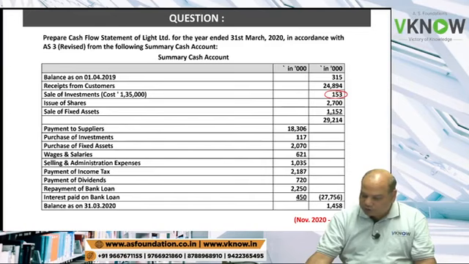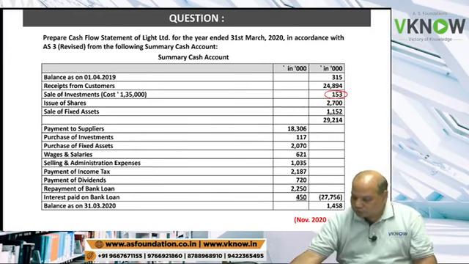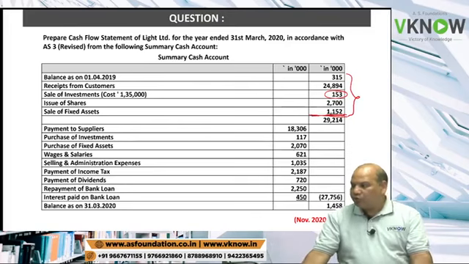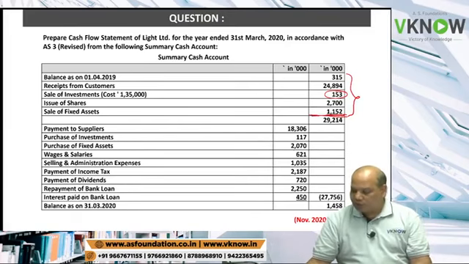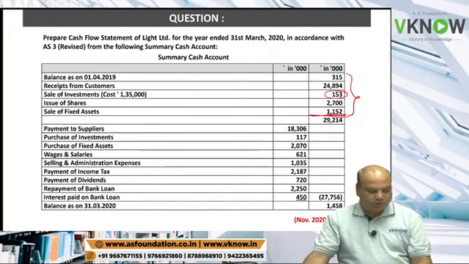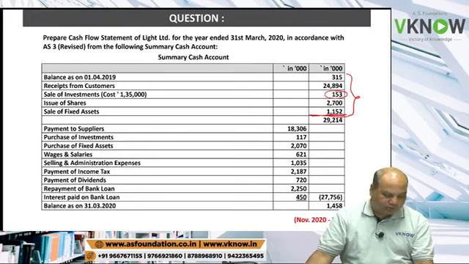Sale of fixed asset 1152, total 29214. This indicates these are inflows. Come on, students, fast. Payment to suppliers 18306.